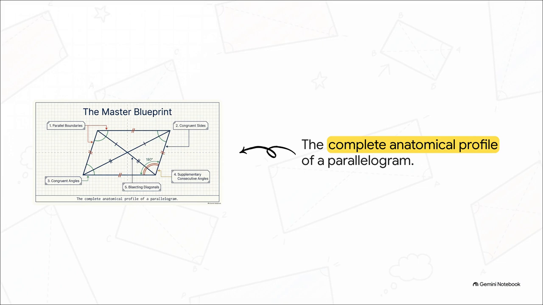Let's bring this whole thing together and look at the master blueprint just one last time. This single image is basically the complete anatomical profile of a parallelogram. We started with parallel boundaries, right? And that one rule forced our sides to be equal, it forced our opposite angles to mirror one another, our consecutive corners to sum to 180, and our internal diagonals to meet perfectly in the middle. It's just incredibly satisfying to see how one simple rule creates such a robust, literally flawless system of geometry.